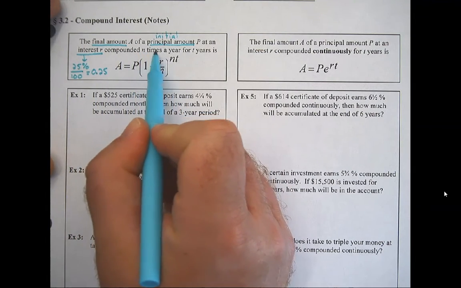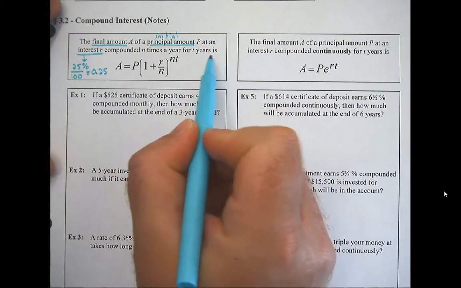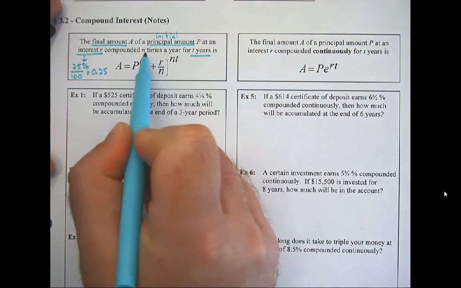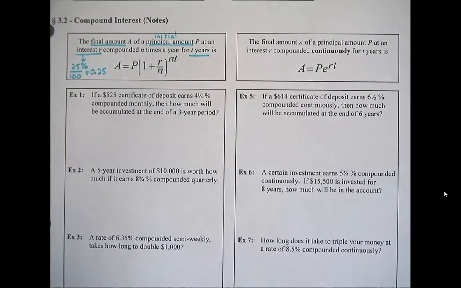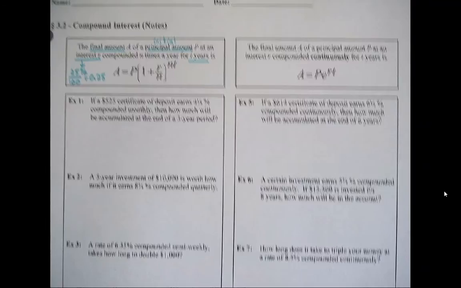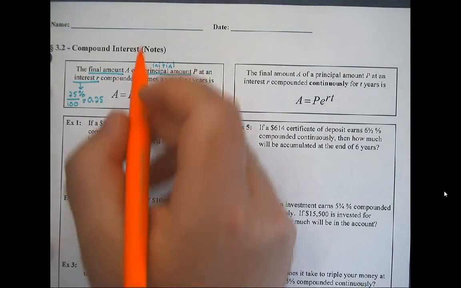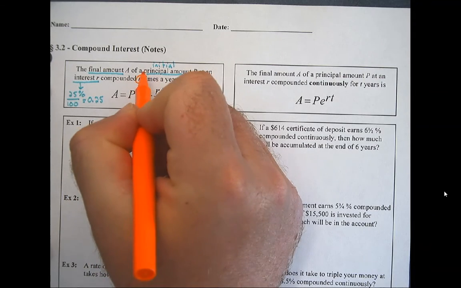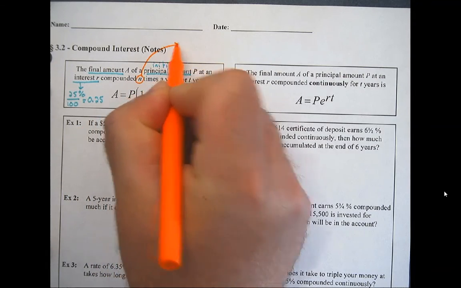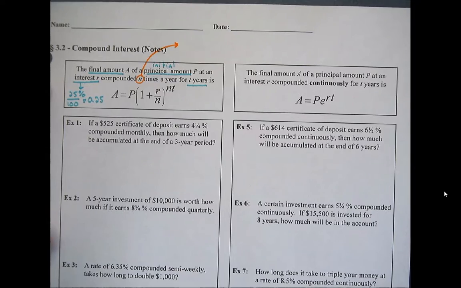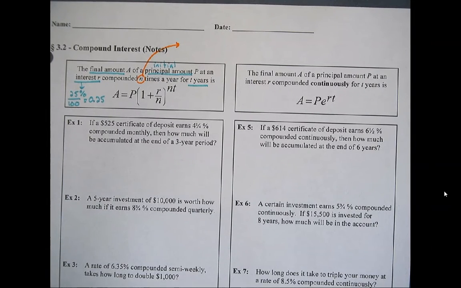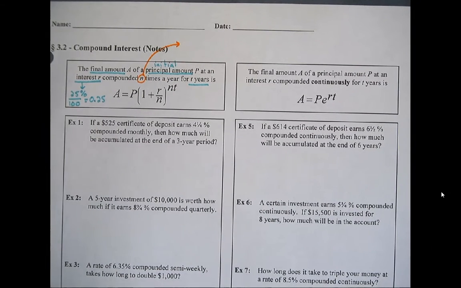Compounded n times per year for a total of t years. Now I want to talk about this number of times per year thing. This is the part that I'm going to give you the formula. These you have to know what they mean. I'm not going to give these to you. So n is the number of times per year, and t is for how many years?